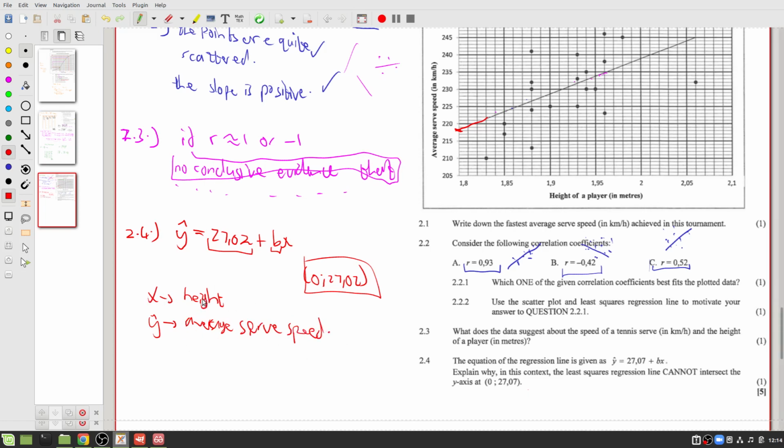Well, can a person be 0 centimeters tall? No. So that's what you'll say: a person cannot be 0 centimeters tall. That's impossible. So the line can't go there. It would be hilarious, a 0 centimeter tall person having an average serve speed of 27 kilometers per hour. But that is obviously impossible, so this cannot happen. Like I said, this question is more on the interpretation of what some of the things mean in statistics. Not a lot of calculation happening in here.